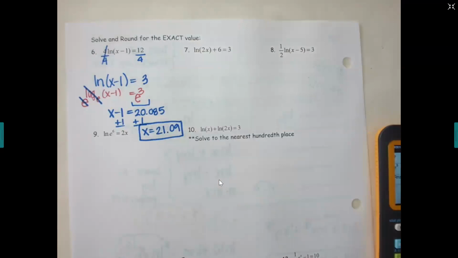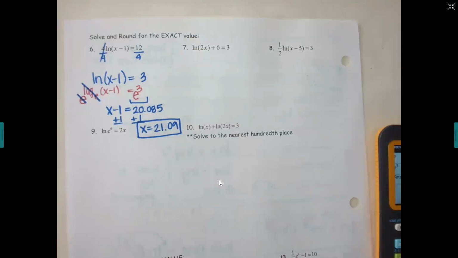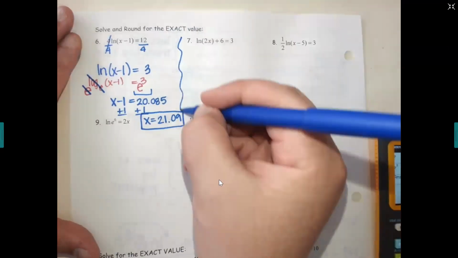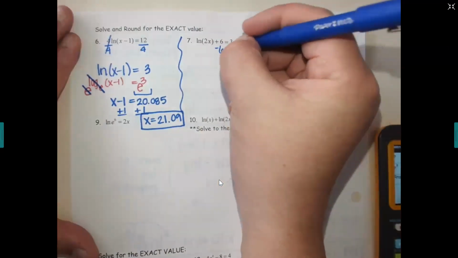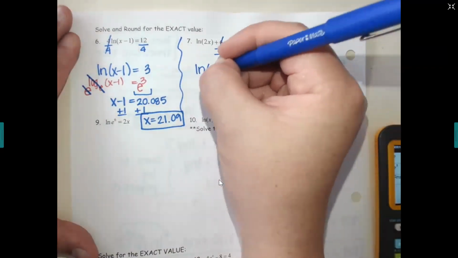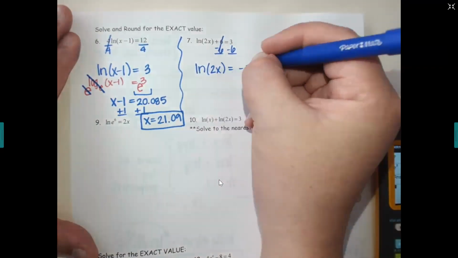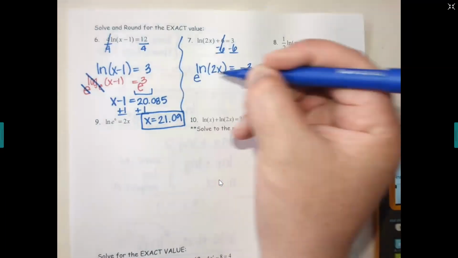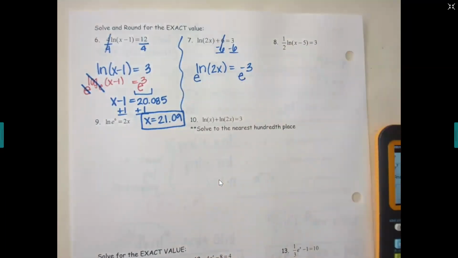Okay. Let's take a look at number 7. What are we doing first? Okay, minus that 6 across. What is 3 minus 6? So I have ln 2x equals -3. Then I'm not going to rewrite it every time, but what is ln short for? Log little e. How do I get rid of a log little e? I use a big e. So big e and big e.